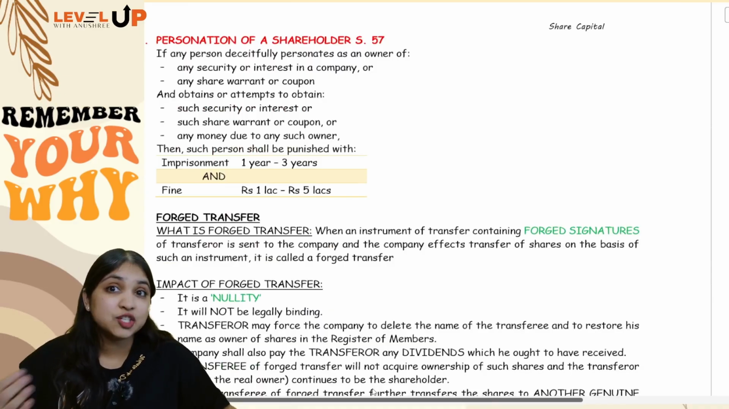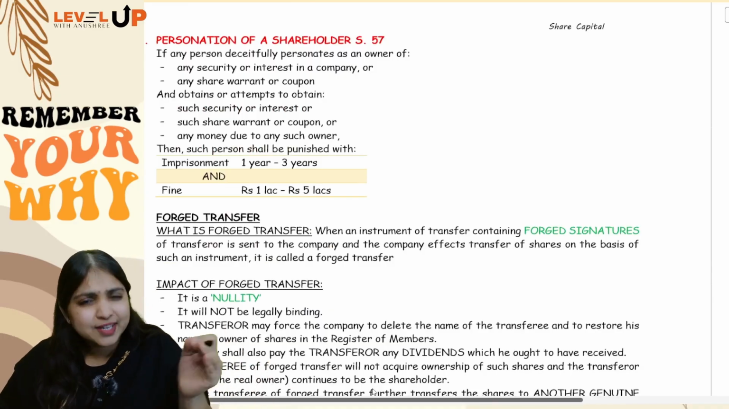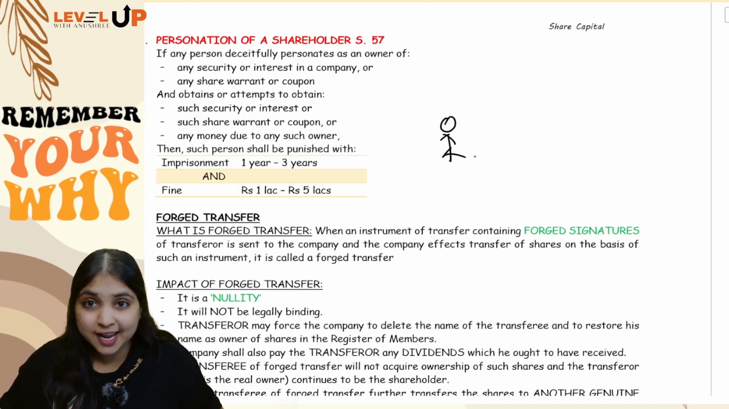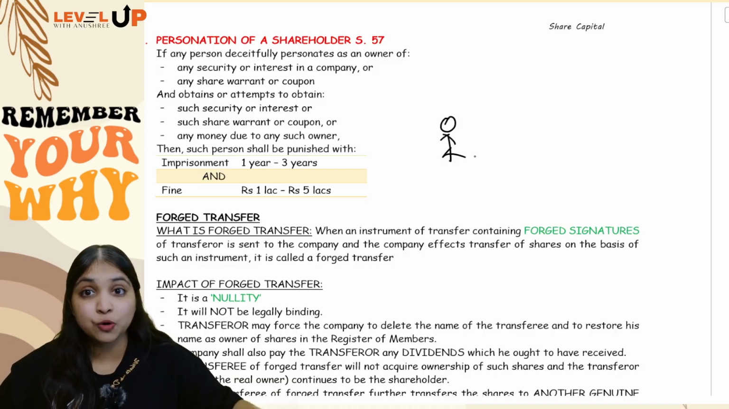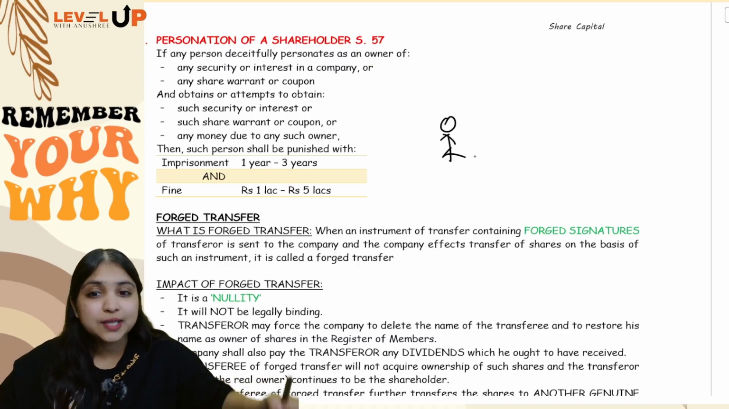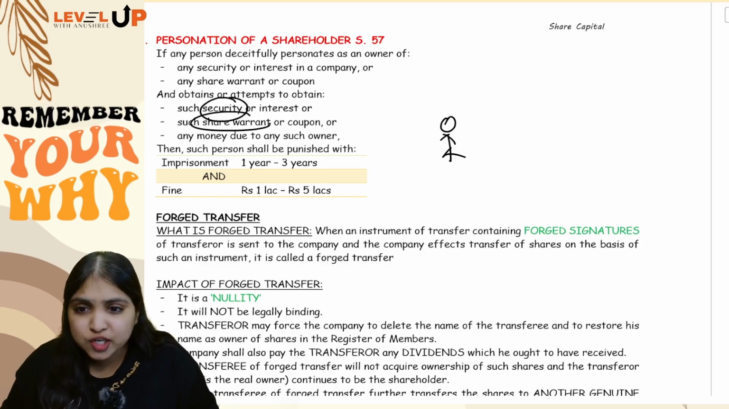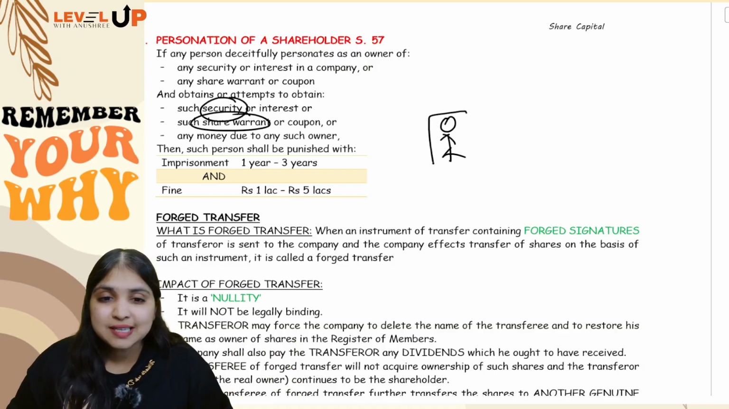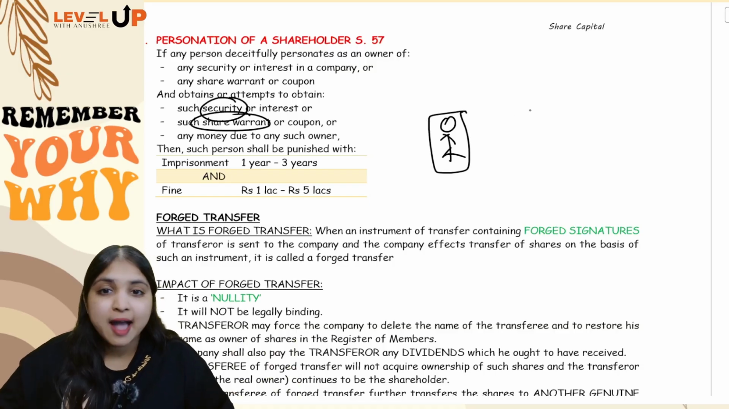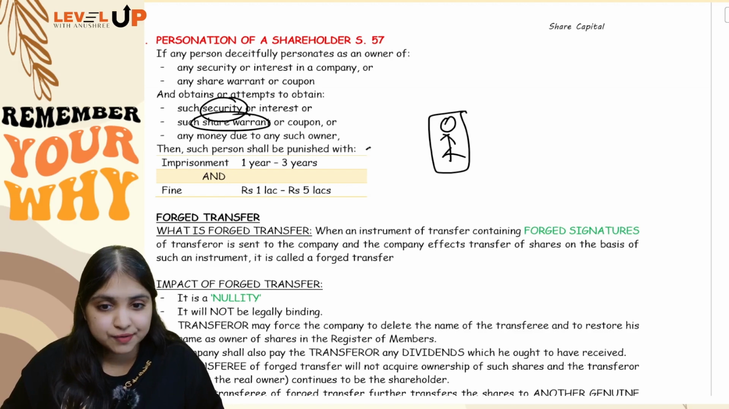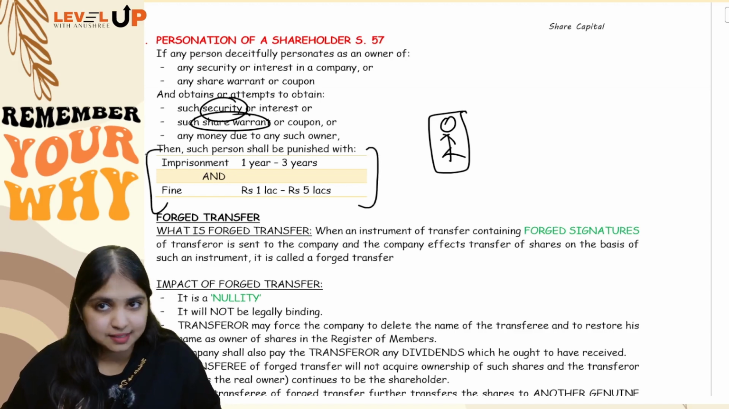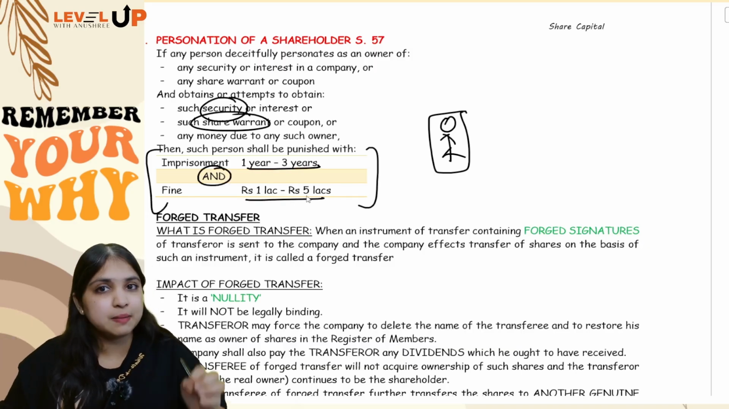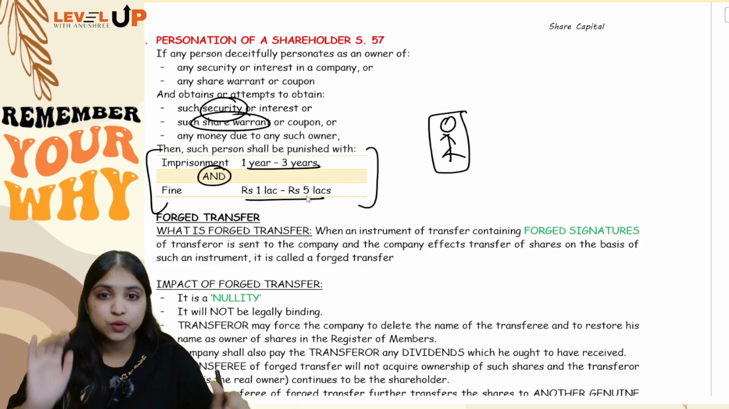Okay, then comes section 57, personation of shareholder. Very simple section. Section 57 says there's a person. He is actually not owning any shares, but he is personating to be the owner, which means he is pretending to be the owner so that he can enjoy the securities, he can enjoy share warrants, or he can enjoy any money which is actually due to the shareholders. So in such cases, we will say that he is personating and he will be punished under section 57. Important punishment we discussed. Imprisonment minimum 1 year, maximum 3 years, and how much fine? Fine minimum 1 lakh, maximum 5 lakhs. This is personation of shareholder.